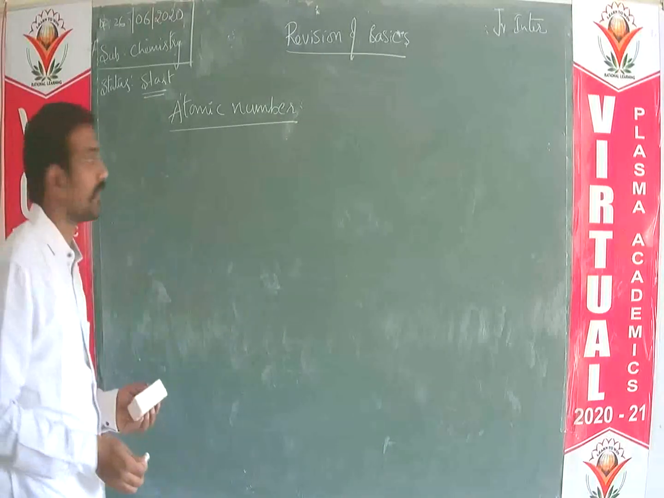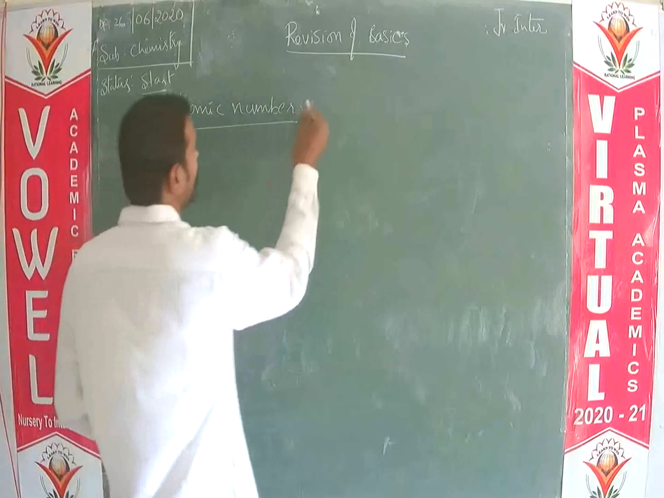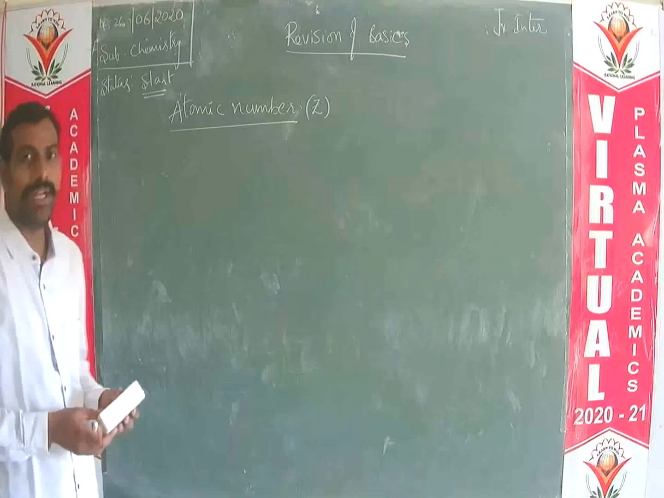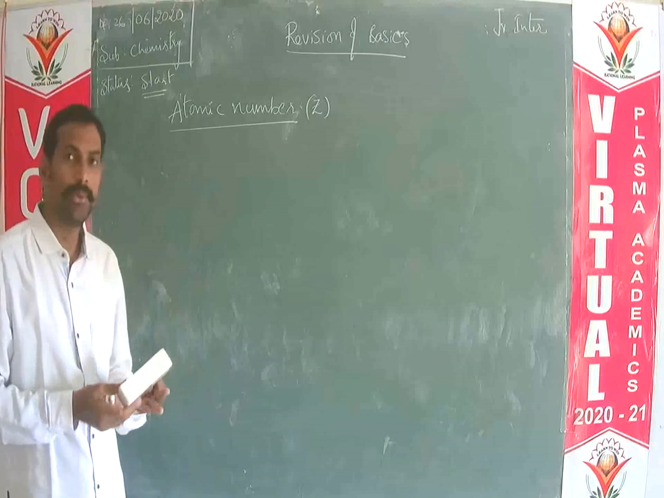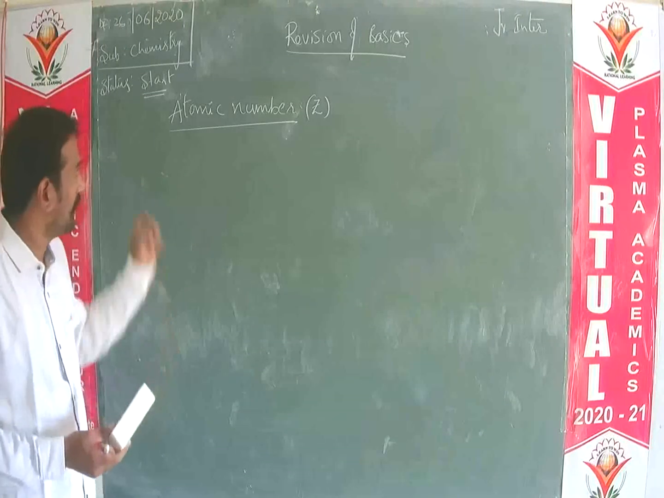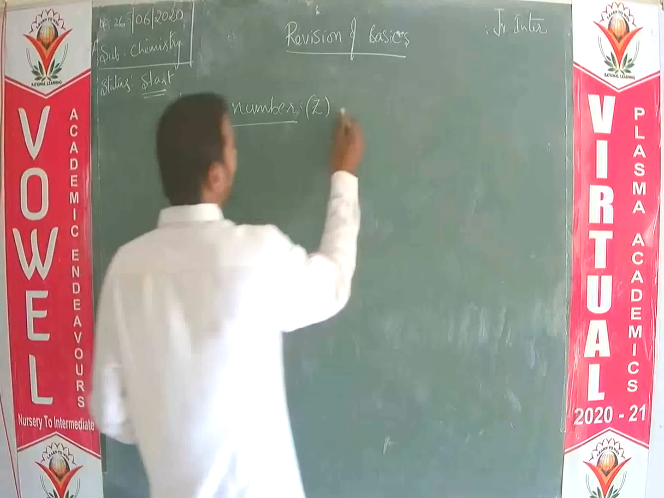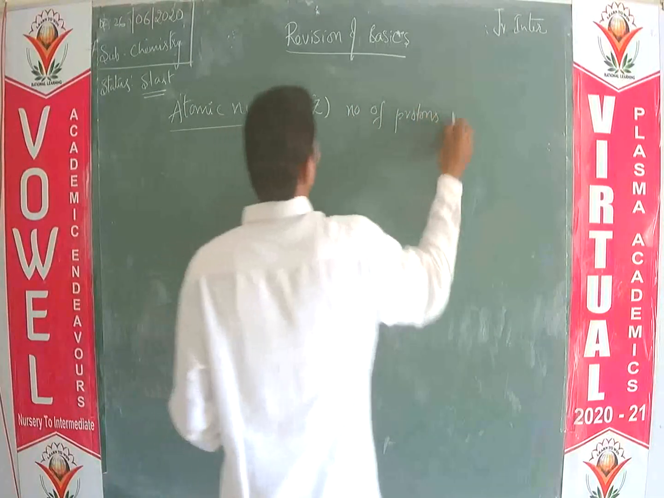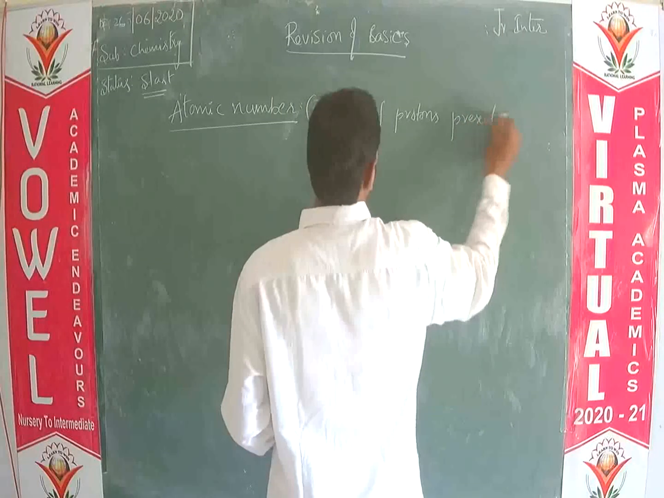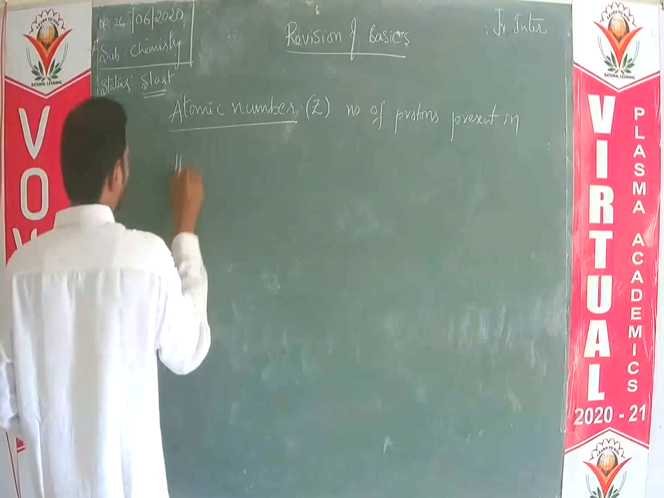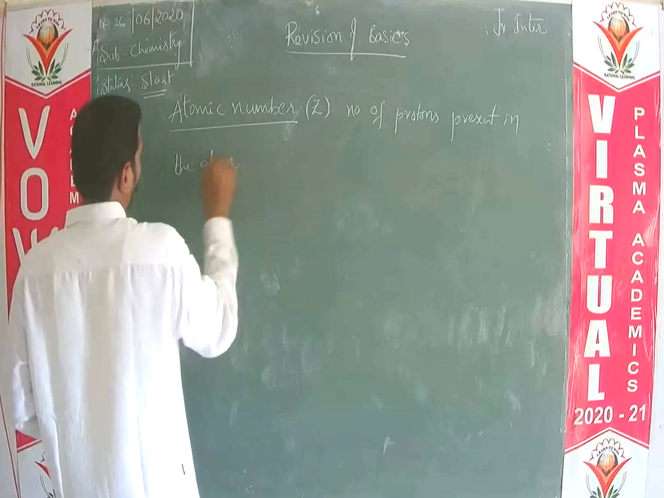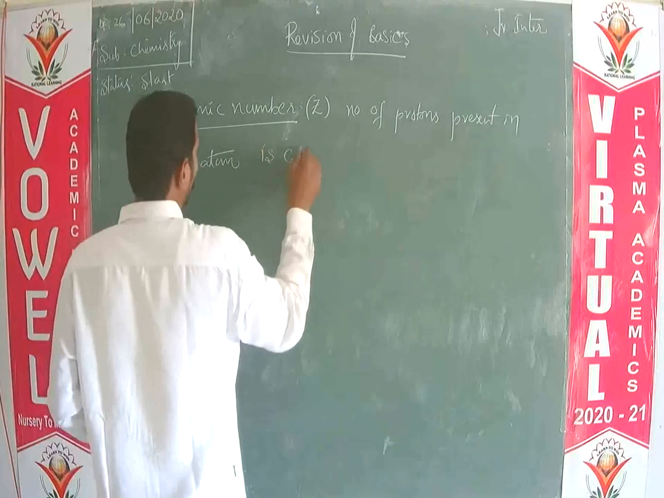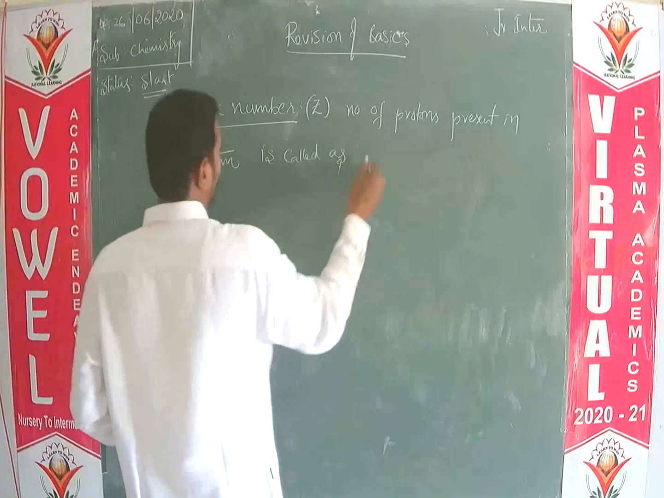Atomic number is represented by the symbol Z. What is atomic number? In the atom we have electrons, protons and neutrons. Here the number of protons present in the atom or element is called the atomic number.